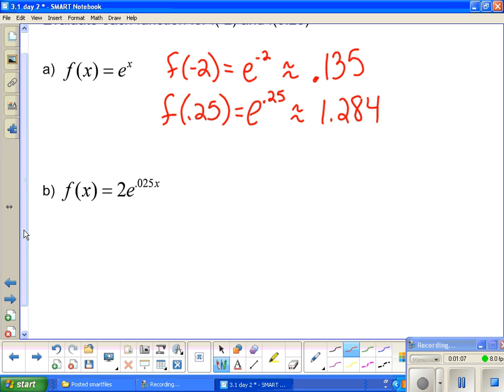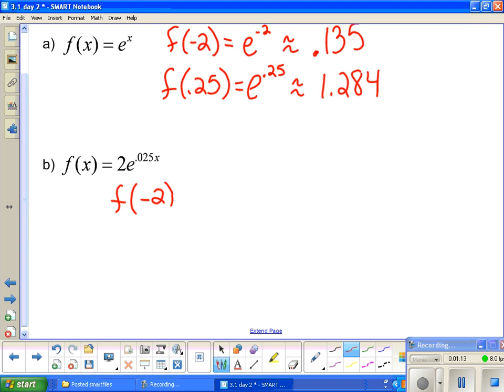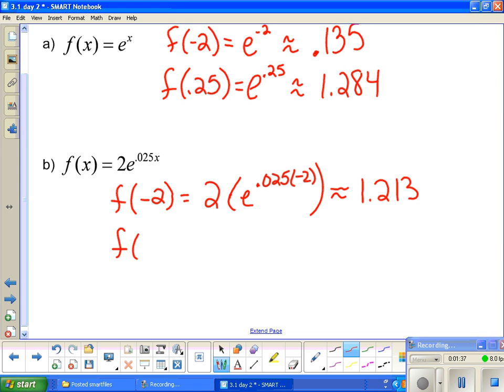If I do the same thing for b here, f of negative 2, it's 2 times e to the 0.025 times negative 2. I put that in my calculator, and it will equal approximately 1.213. Do the same thing with 0.25. 2 times e to the 0.025 times 0.25. Put all that information into my calculator.